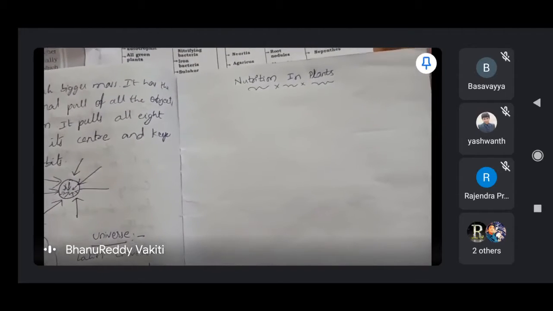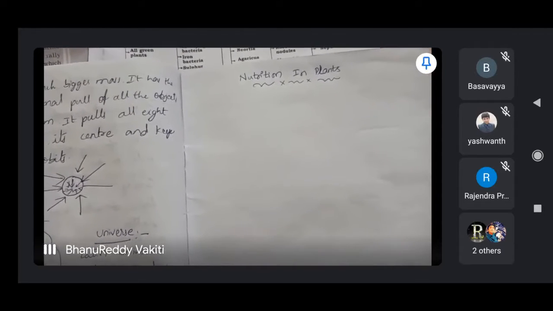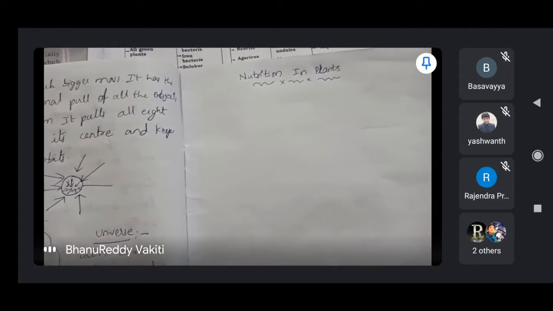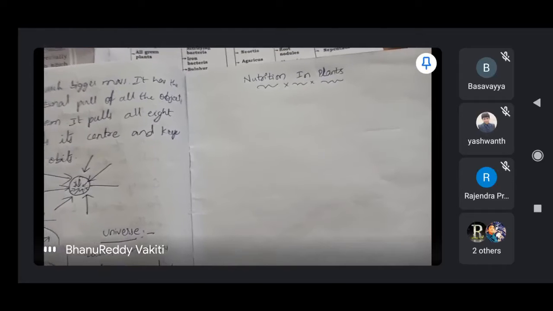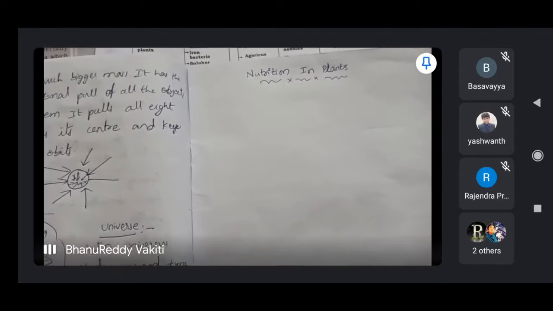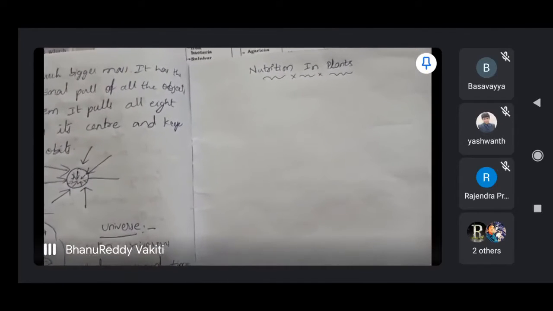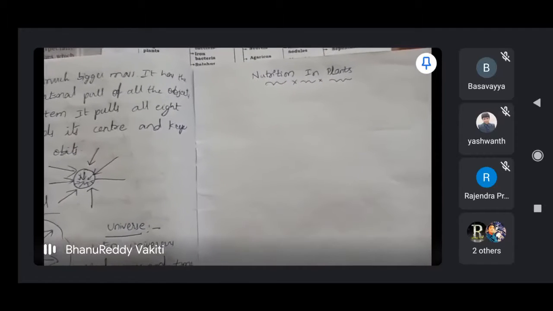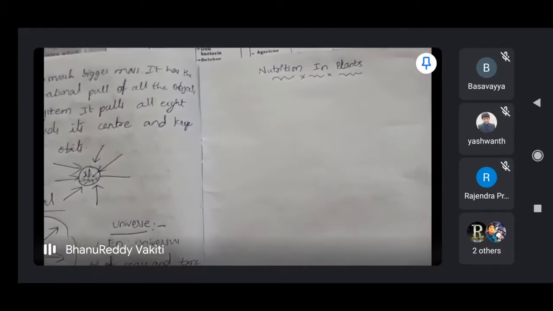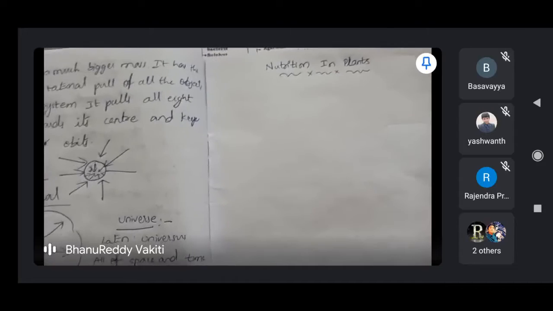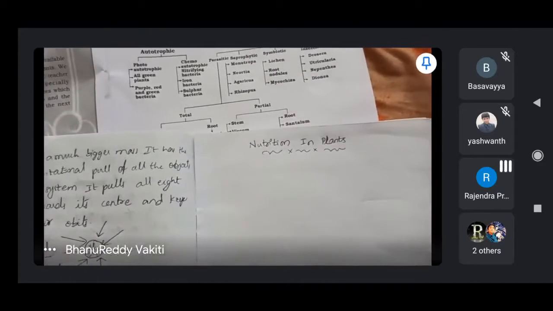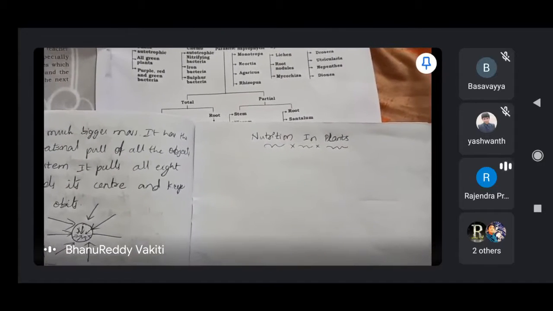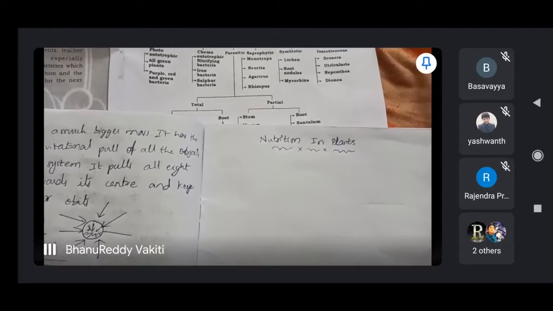Autotrophic means those which produce their own food themselves and give food to the other living organisms. Coming to the heterotrophs, those are depending on other animals and plants for their food. Heterotrophs are depending on plants and other animals for food.